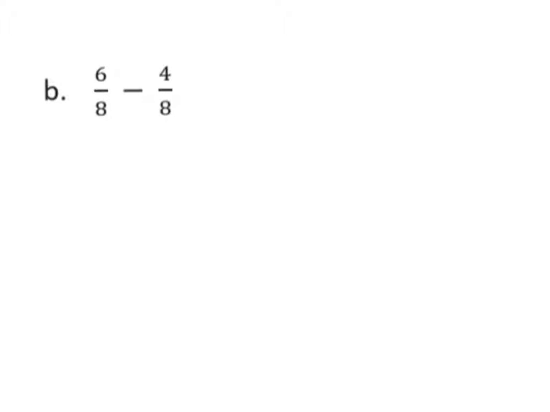Look at letter B. We have 6/8 minus 4/8. Find the difference. Pause the video while you work and replay when you are ready to check your answer. 6 minus 4 is 2. The denominator stays the same, so my answer is 2/8.